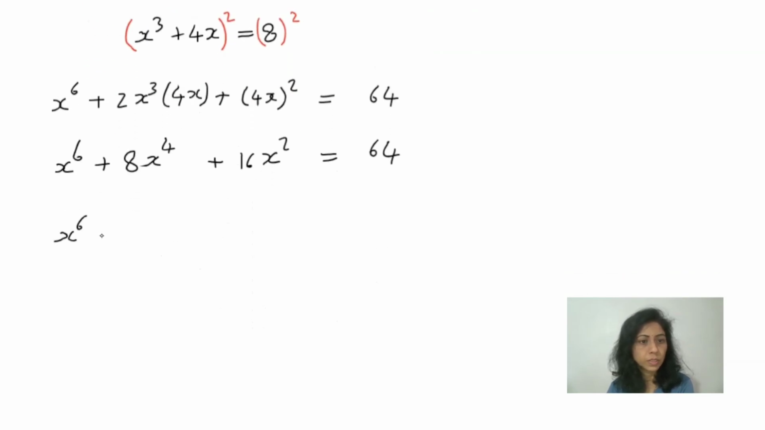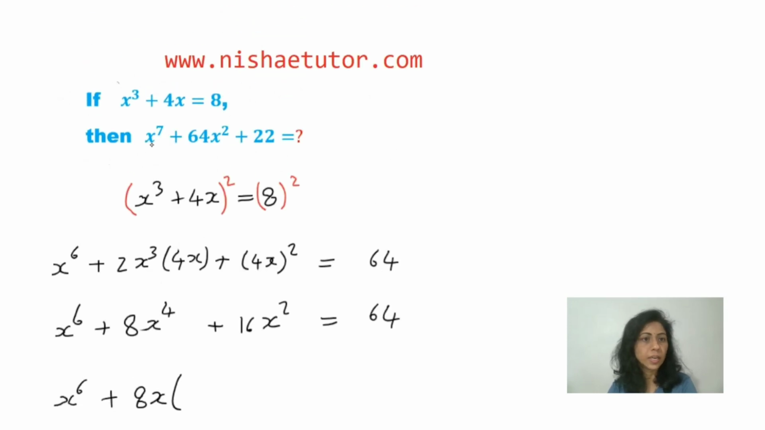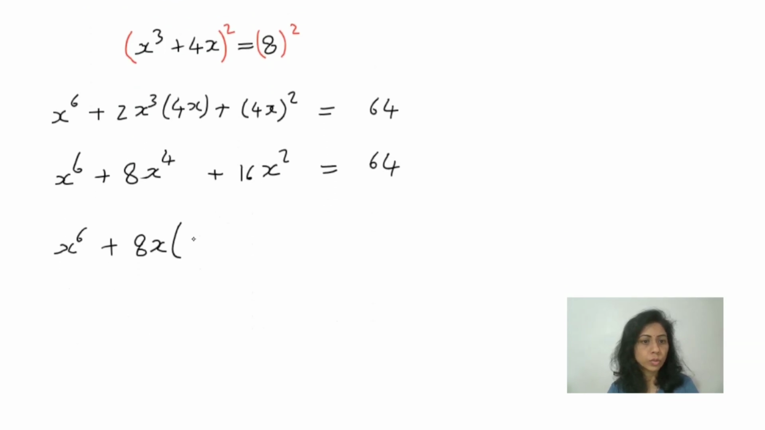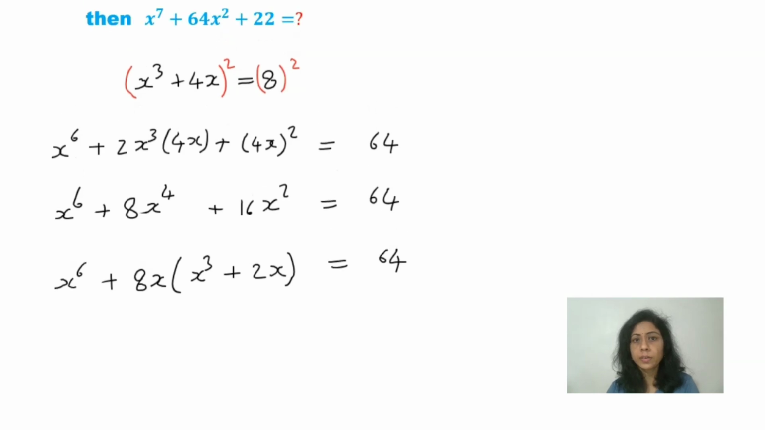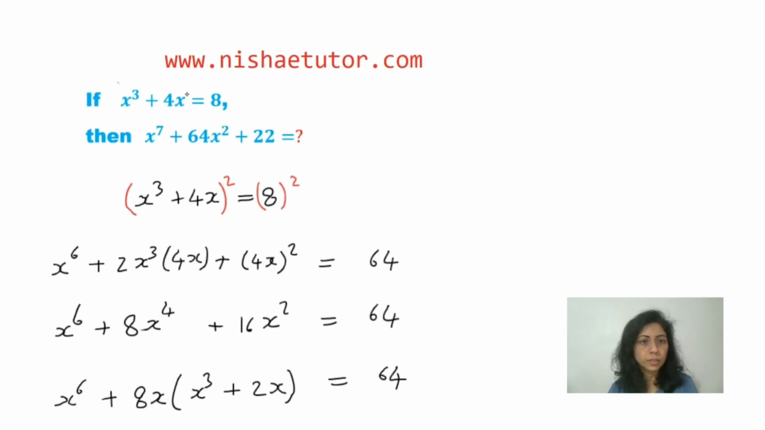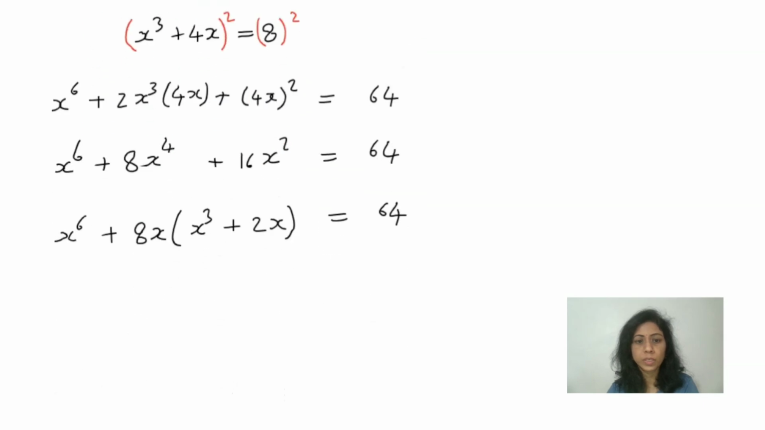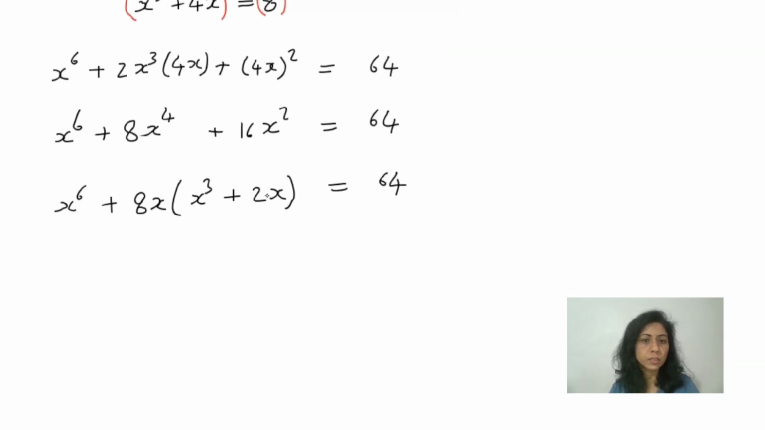x to the power 6. From here we can take 8x common. Why am I taking x and not x square? Because here we are given x cube. So x cube is left here, and here 2x is left, equal to 64. But here we have 4x, right? This is x cube plus 4x. So we have to make 4x. So 2x we can write as 4x minus 2x.